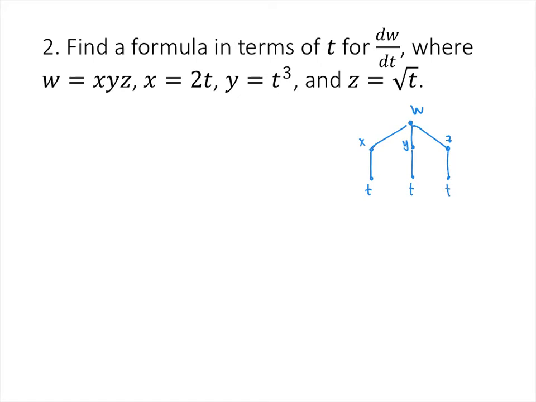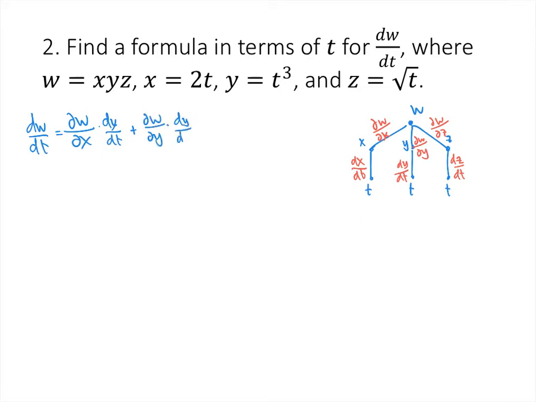So that gives us 3 partial derivatives, del w del x, del w del y, and del w del z. And then 3 more derivatives, dx dt, dy dt, and dz dt. So that means that the derivative we're looking for, dw dt, is going to be del w del x times dx dt plus del w del y times dy dt plus del w del z times dz dt. And now we just start filling these things in.